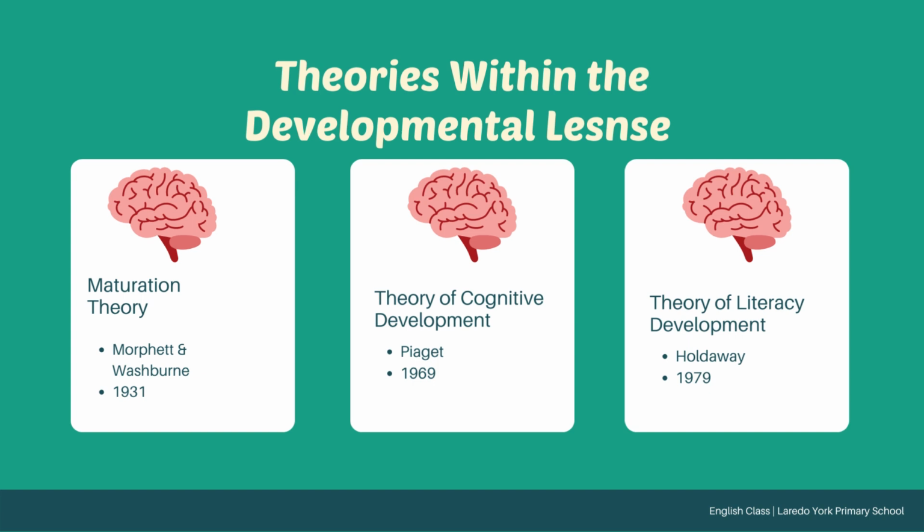one of Piaget's theories because his work is still so prominent today. And finally, Holdaway's theory of literacy development, introduced in 1979, holds some of the same ideas of maturation theory, but is much more specific and concrete and aids children where they are.